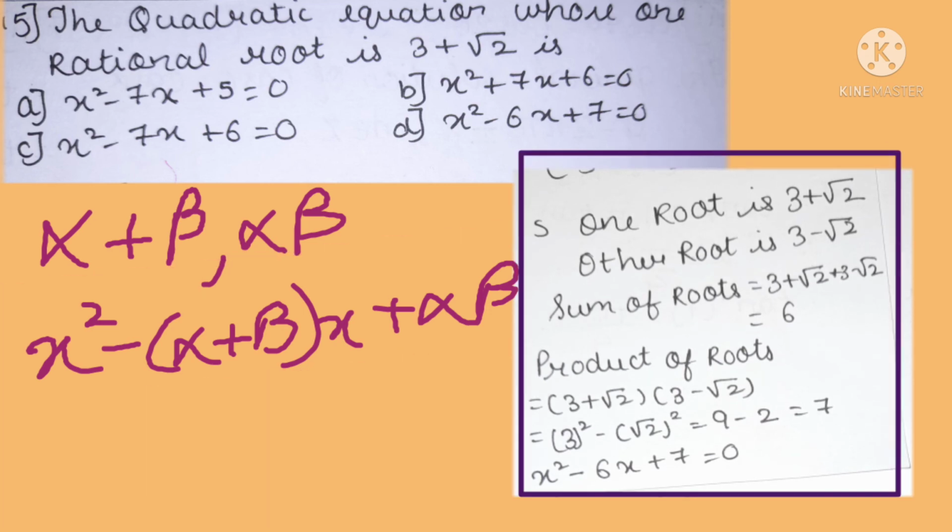If one of the roots they have given us is 3 plus root 2, that is nothing but an irrational root. So for the other root, let's take the conjugate. If it is plus, then take it as minus. Rest all will be the same. So 3 minus root 2.